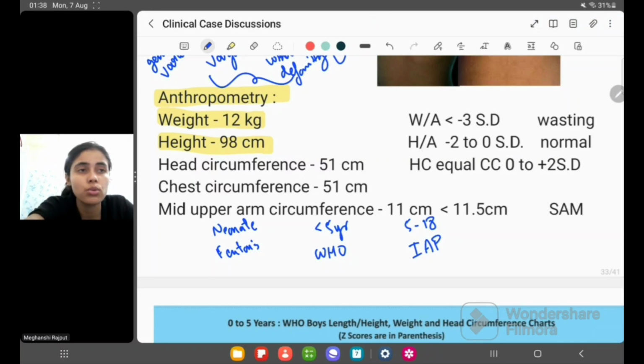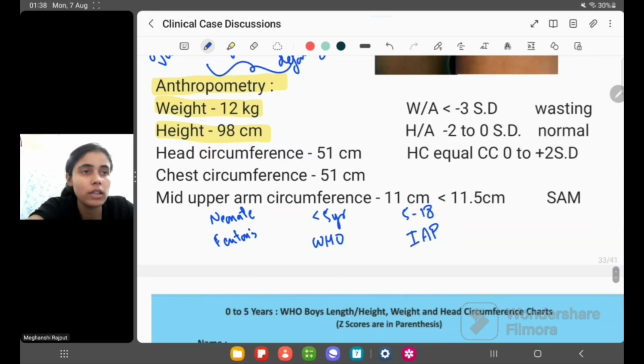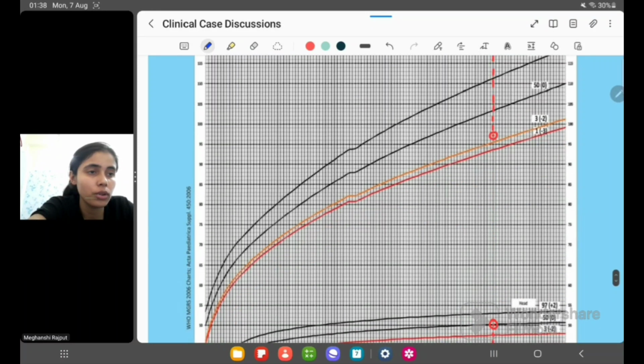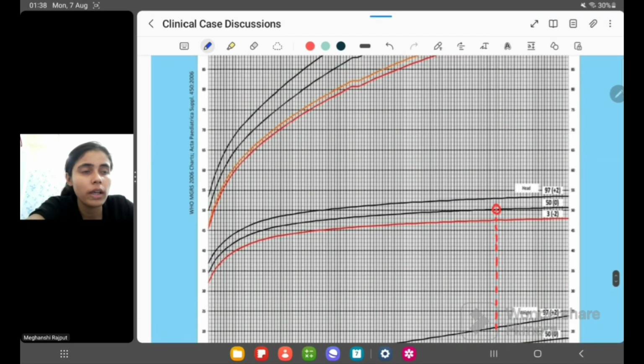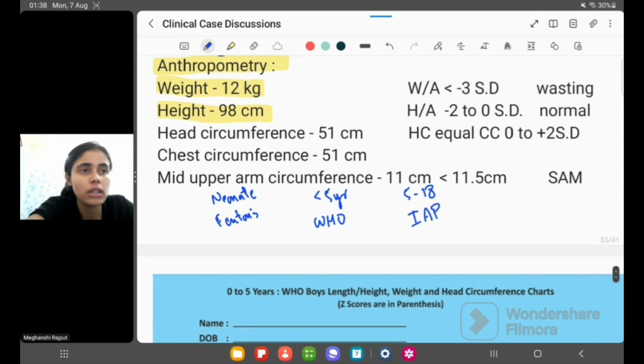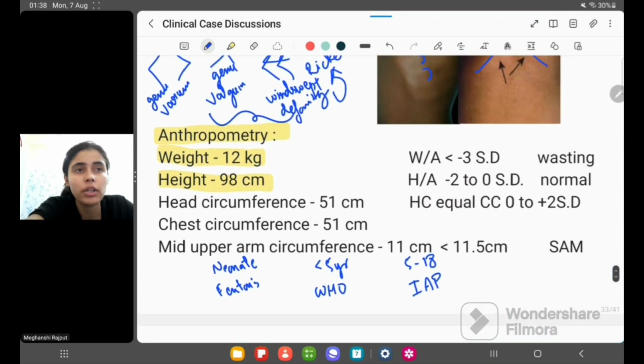So you plot the weight for age on the WHO growth chart, and here we have plotted the weight for age. It is 12 kg and it is lying below minus 3 standard deviation. So it is lying below minus 3 standard deviation, and the interpretation would be that the child is wasting. Anything lying between +2 and -2 standard deviation would be considered normal by definition.